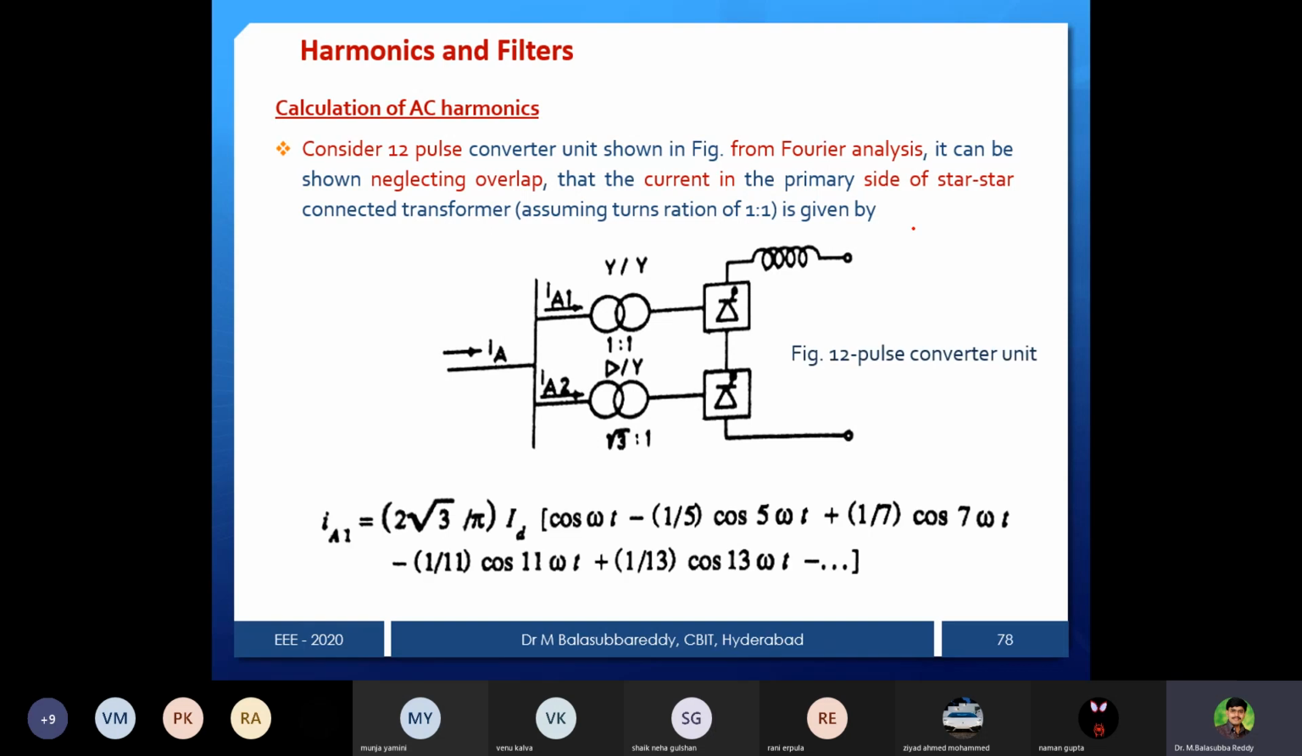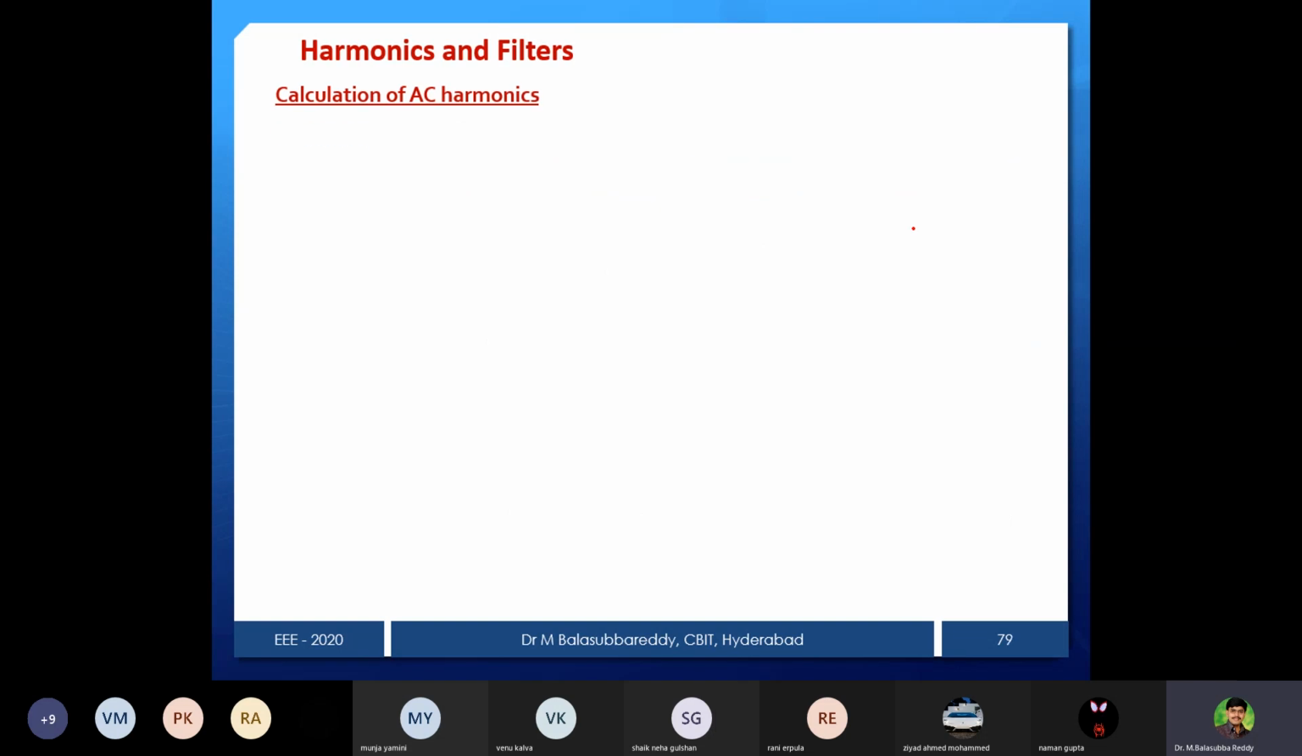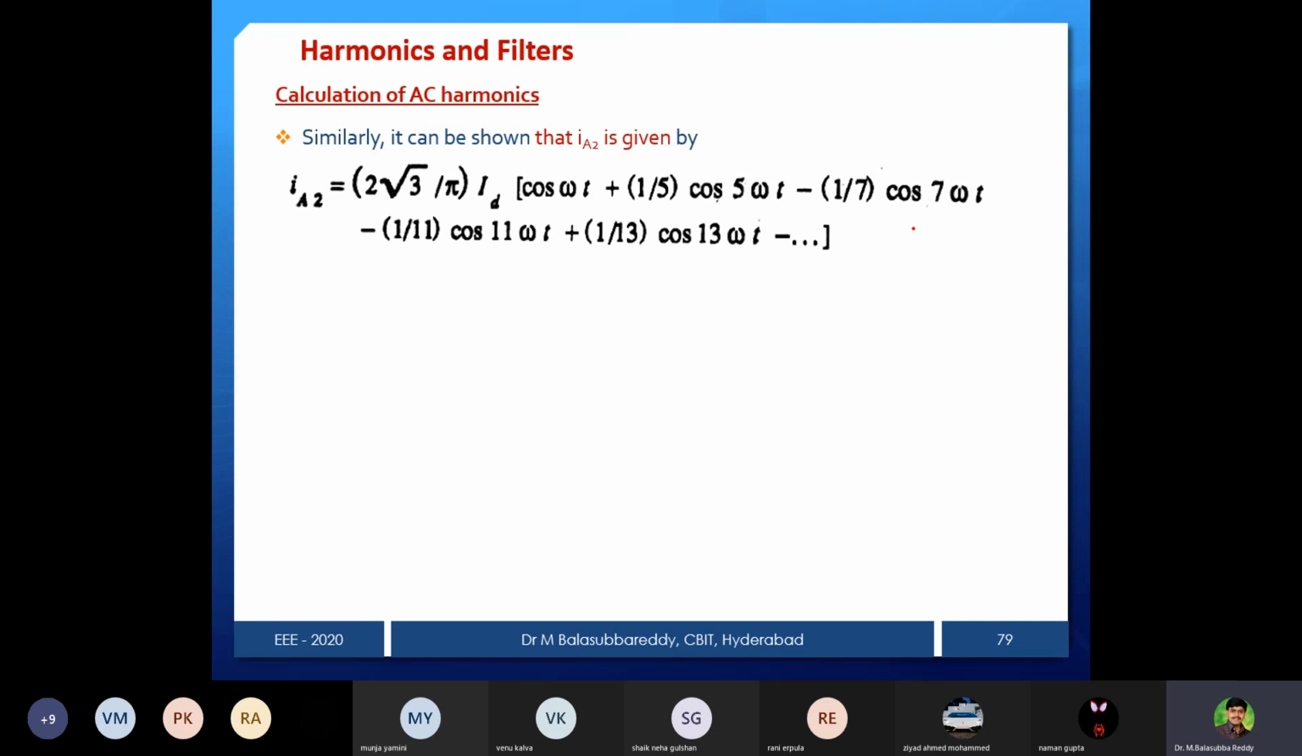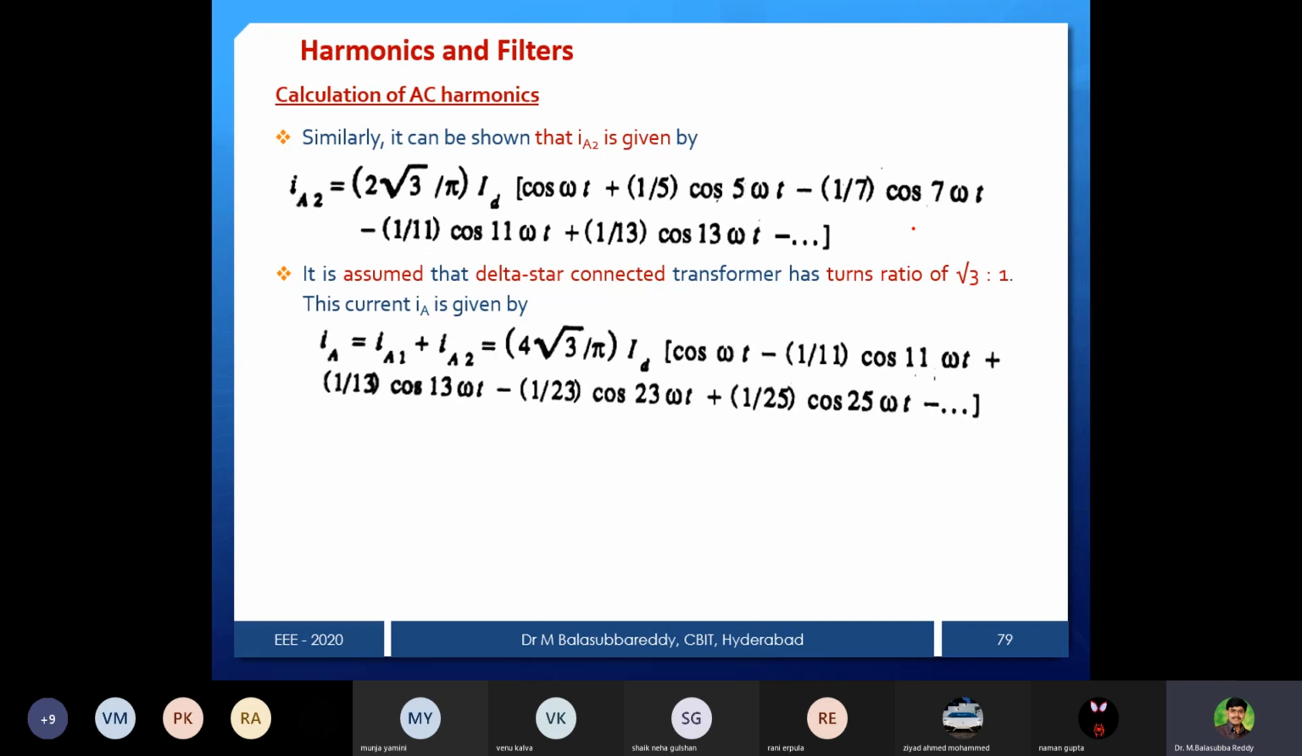In the 12 pulse converter, if you apply that Fourier series analysis equation, IA1 is equal to 2 root 3 by pi ID into the harmonic expressions: the fundamental, 5th order, 7th order, and so on, 11th and 13th. So this is the IA1 expression. Similarly for IA2, the same 2 into root 3 by pi ID into the expression for IA2, and you simply add these 2 expressions. For the delta star connection of a transformer, the turns ratio is root 3 into 1, and then IA is equal to IA1 plus IA2.